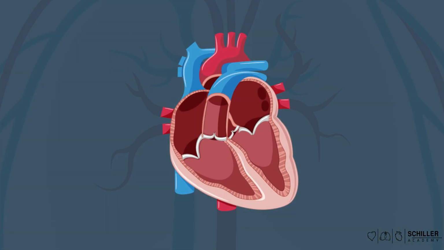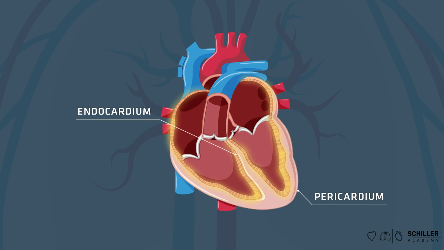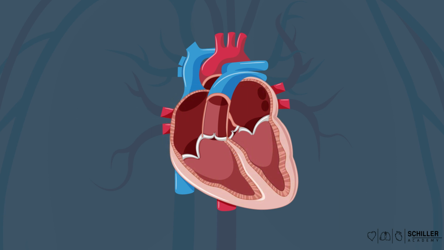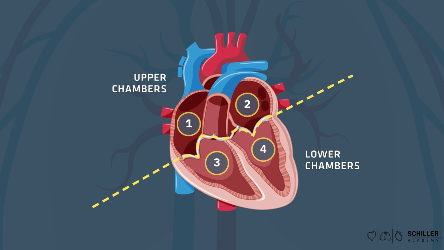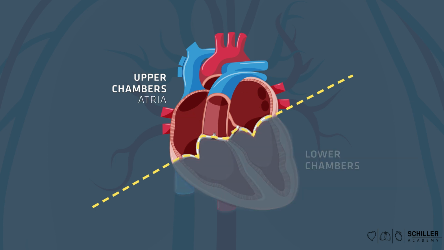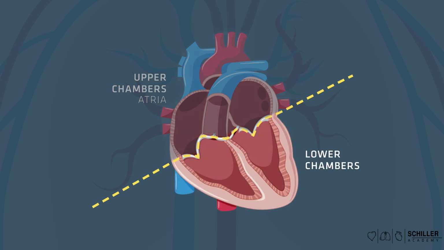Composed of several layers of robust muscle tissue, the heart features a thin layer called the pericardium, which covers its exterior. The inner walls of the heart are lined by the endocardium. The heart is divided into 4 chambers, 2 upper and 2 lower. The upper chambers, known as atria, receive blood as it enters the heart. The lower chambers, called ventricles, pump blood out of the heart.